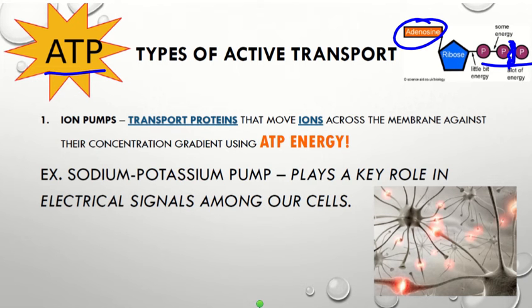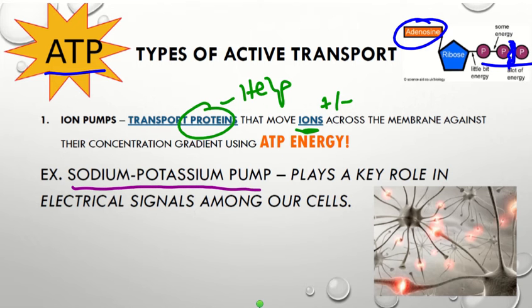Now with our ion pumps, once again, transport protein, so this helps to get things across. We're moving ions. Remember, ions are positive or negative charges. They cannot directly go across. So we have different ions that operate in an active transport setting. Basically, just remember the sodium-potassium pump. That's probably our most well-known and most common example of an active transport protein pump. What that does is it plays a key role in electrical signals among our cells.